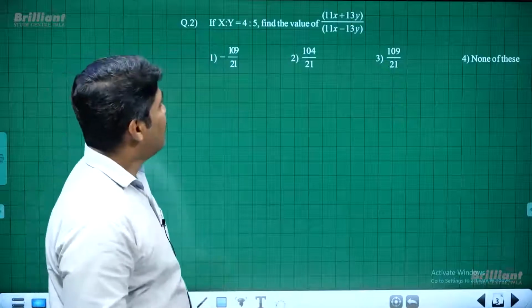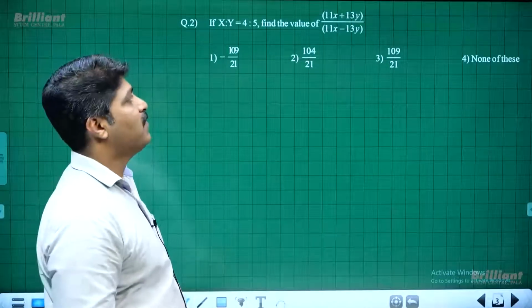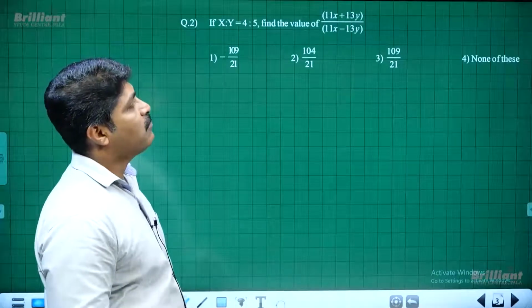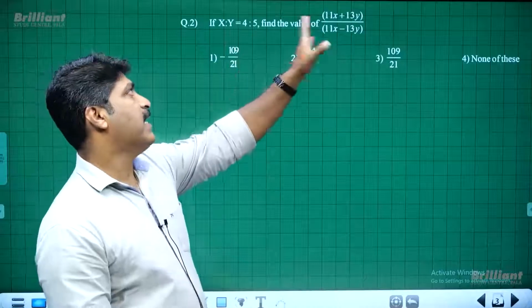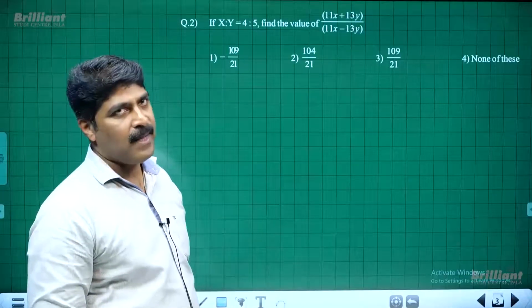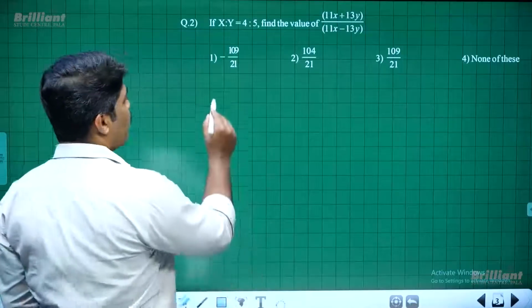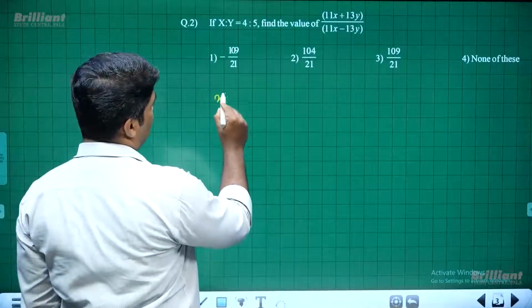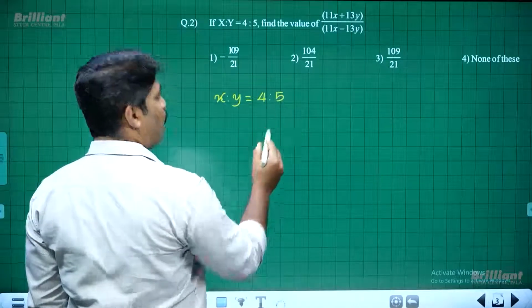Our next question: x is to y equal to 4 is to 5. Find the value of 11x plus 13y divided by 11x minus 13y. Can we put the values of x and y directly as 4 and 5 here? Normally, theoretically, it's not possible. So if x is to y is 4:5, what can we consider?